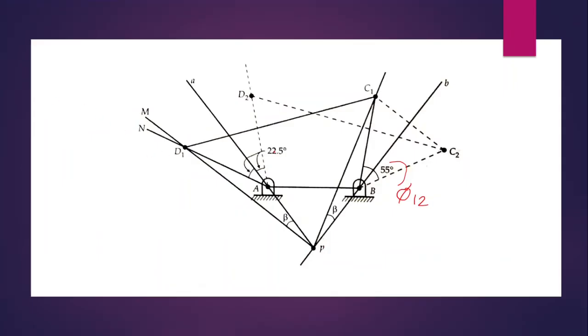Then in the next step, connect C1 and C2 by dotted lines. Then draw a perpendicular bisector to C1 C2. We can draw an arc of radius greater than half of the length C1 C2, like this. Then another arc having center as C1, and we can draw that arc like this.